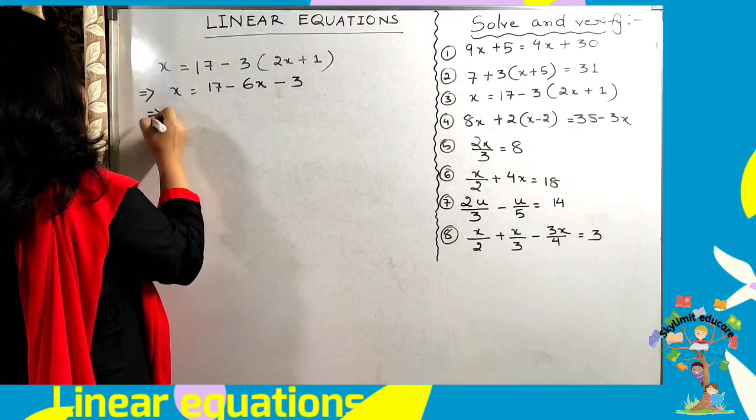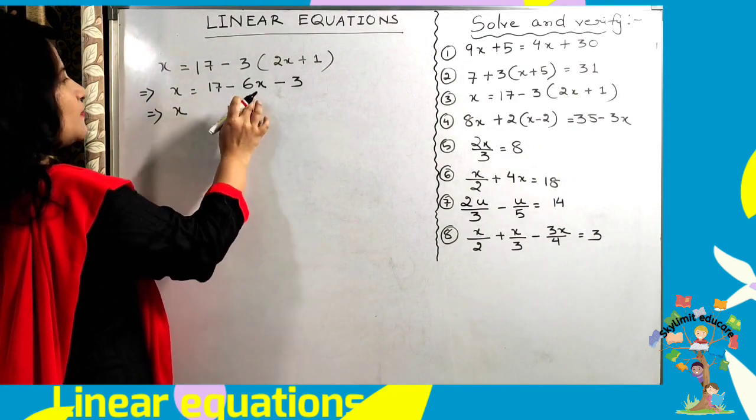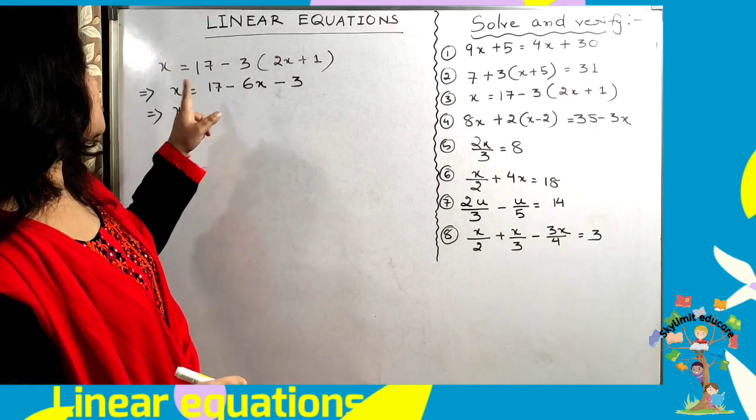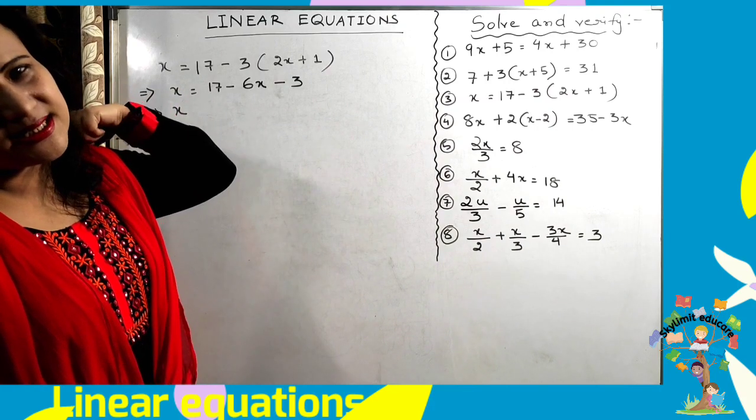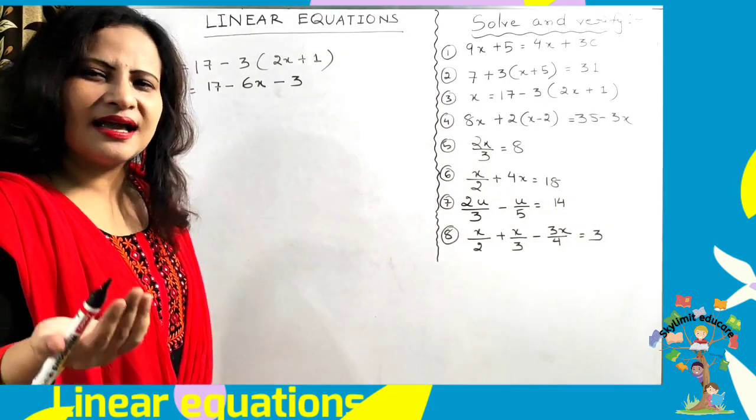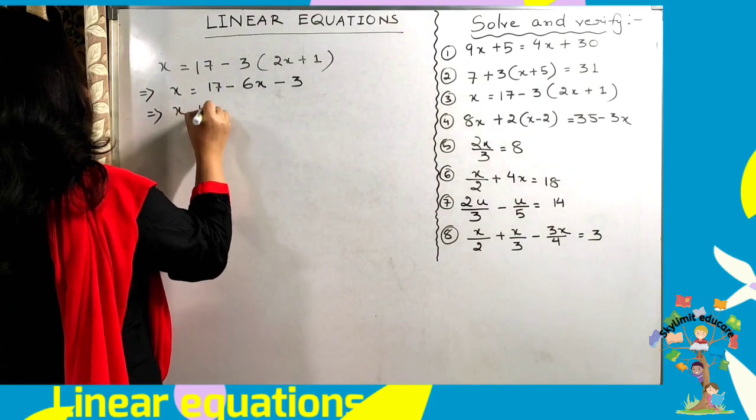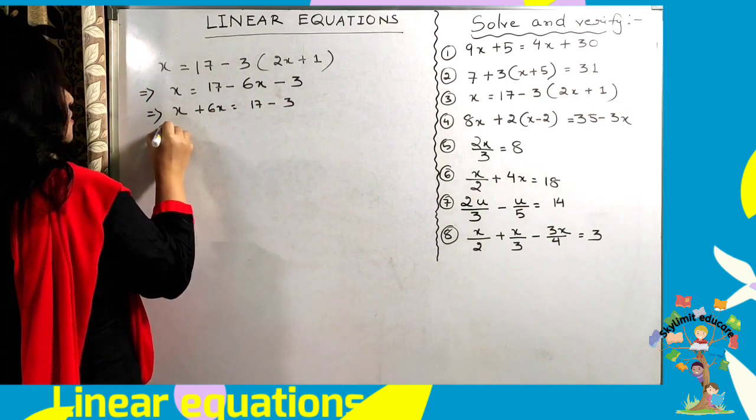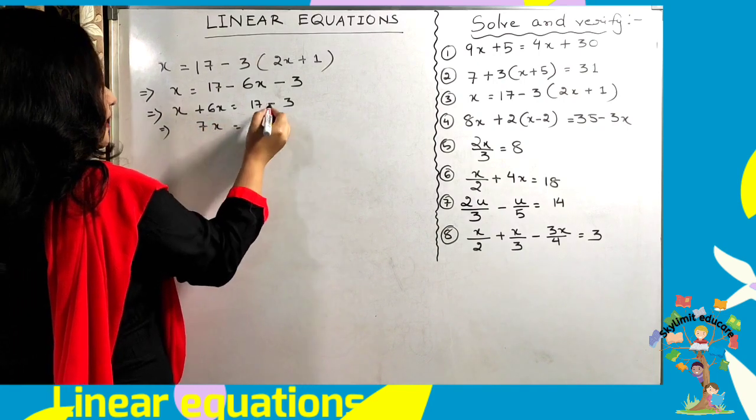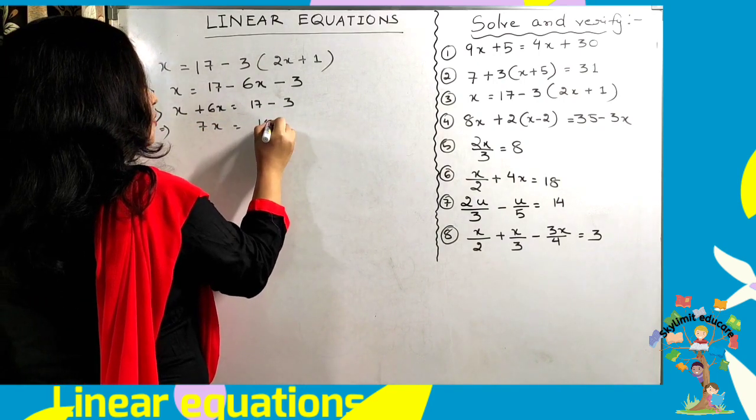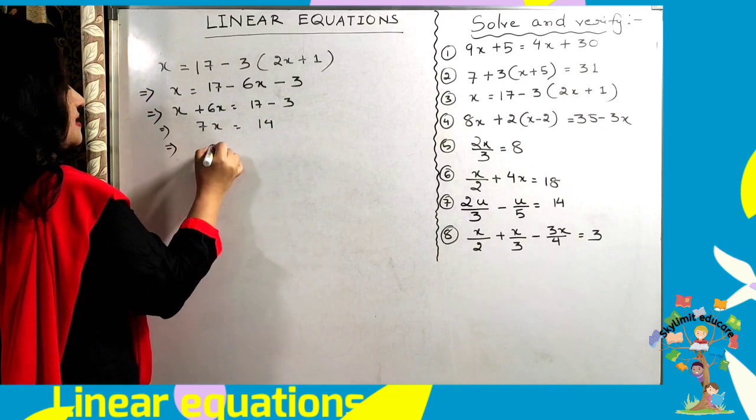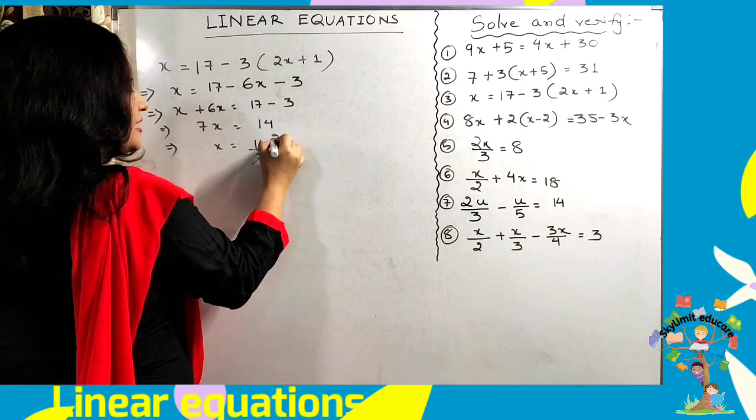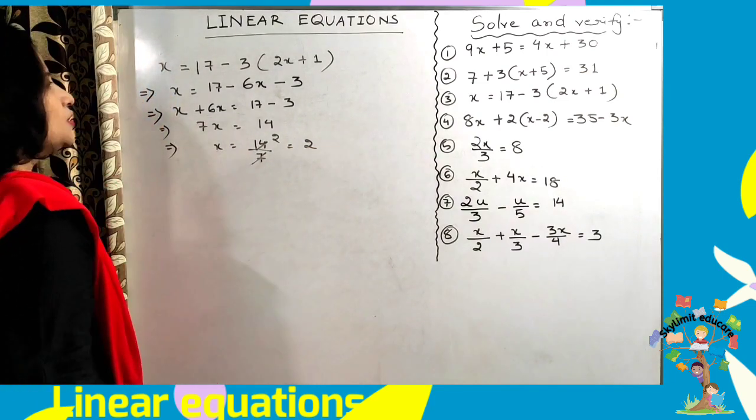Yes? Now what is our target? We have to keep all the x this side. So already one x is there, but one x is on the right hand side. So our intention should be to bring this minus 6x towards the left hand side. So minus 6x will become what? Plus 6x. So plus 6x, x is equal to 17 minus 3. So now we got here 7x, and here 17 minus 3 will give us how much? 14. So that implies x is equal to 14 divided by 7. So you got very easily the value 2.